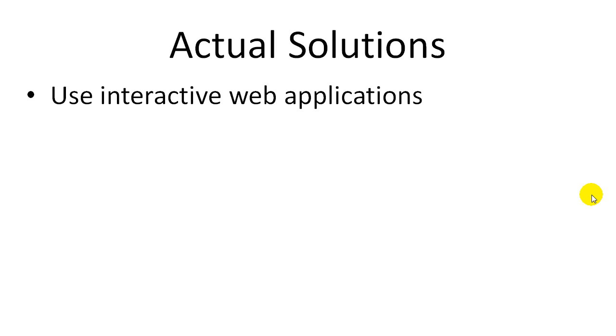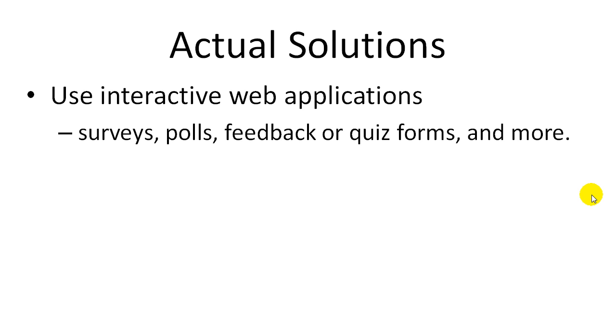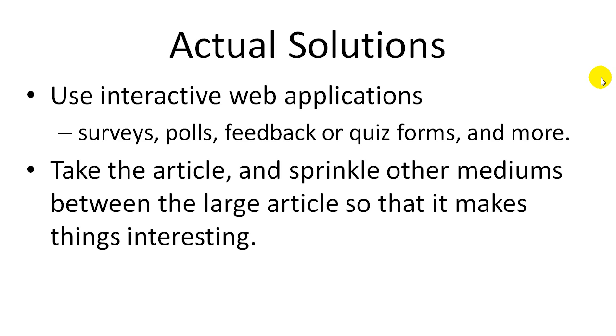and you can use interactive web applications like surveys, polls, feedback, or quiz forms. And this can actually help you gather data about your audience, but at the same time, keep them intrigued, their attention, them engaged. So like I said again, take the article and sprinkle other mediums between the large article so that it makes it interesting. Don't put it all in one spot, spread it out. And if you can do this, then you have yourself a socially engaged site.